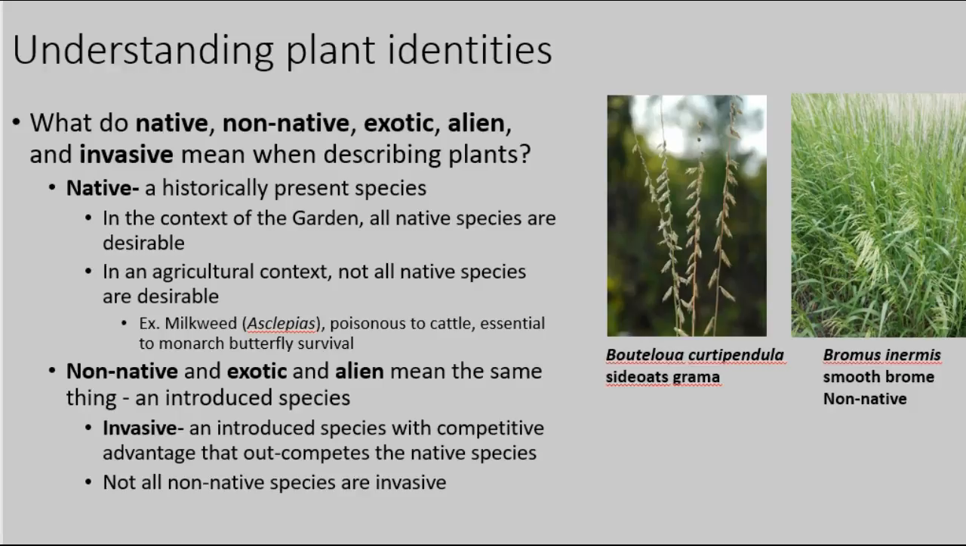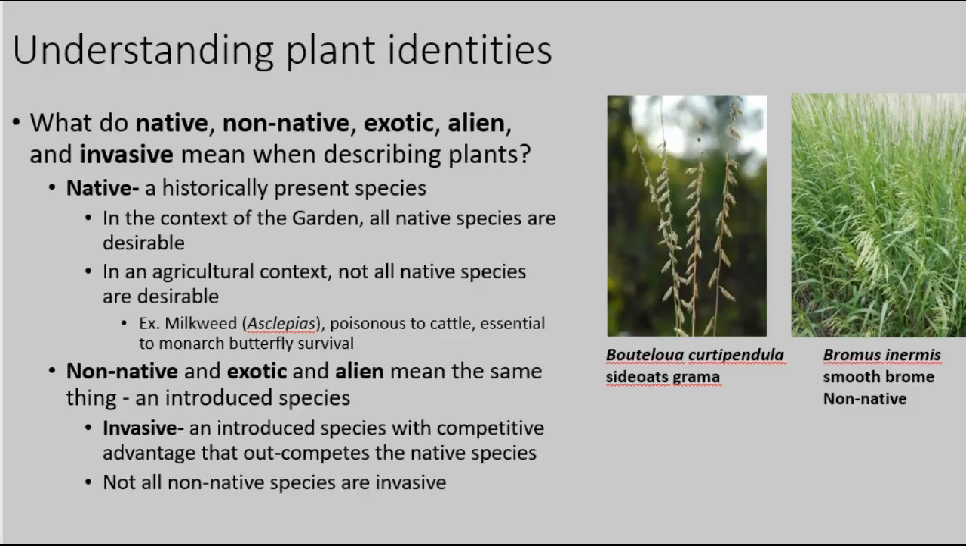In contrast, for example, in an agricultural context, not all native species are desirable. For example, milkweed is poisonous to cattle, but it is essential for monarch butterfly survival because they're obligate to the milkweed, and monarchs undergo a very long migration. So increases in agricultural landscapes have made it difficult for monarchs to make this migration.